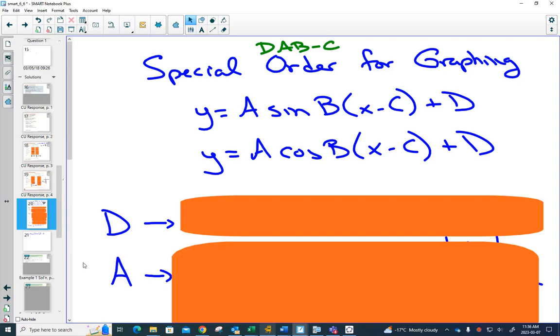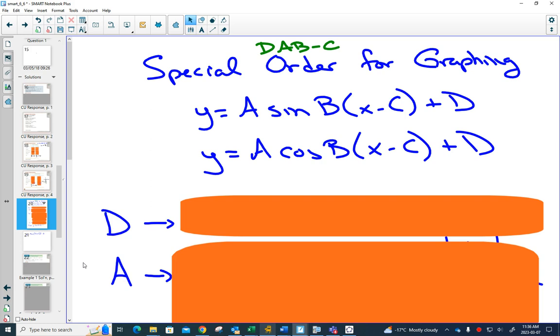You can write this on the top of page 531. We are going to learn a special order for graphing sine and cosine graphs. I call this method DAB-C because the DAB-C part tells you what order you should go about graphing this, because there's a D, an A, a B, and a C value.